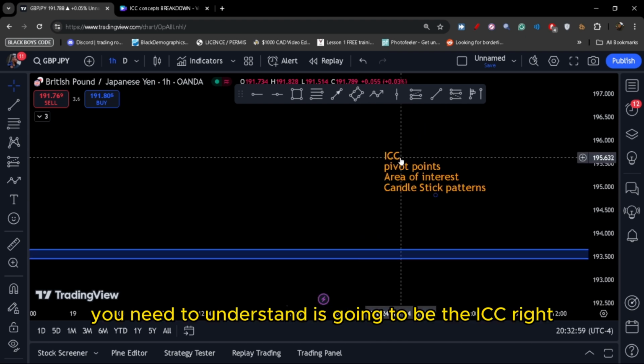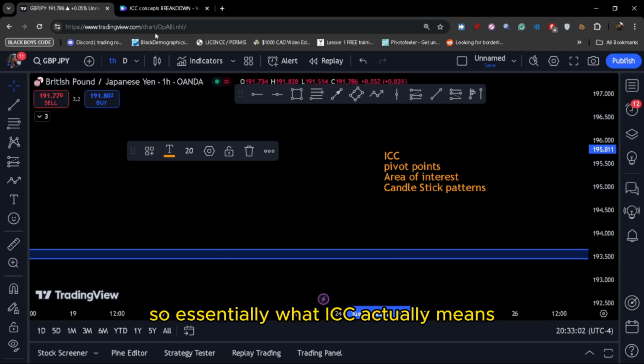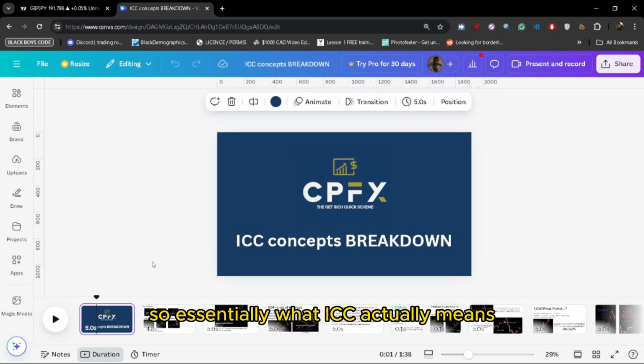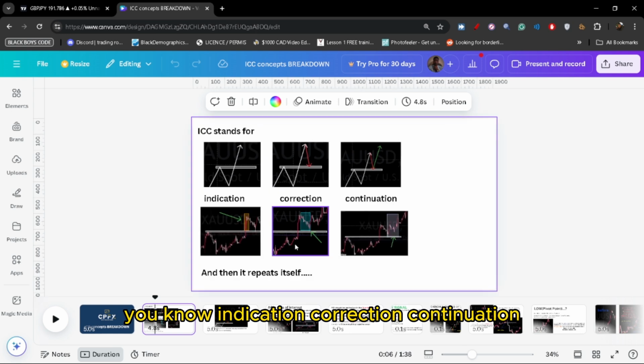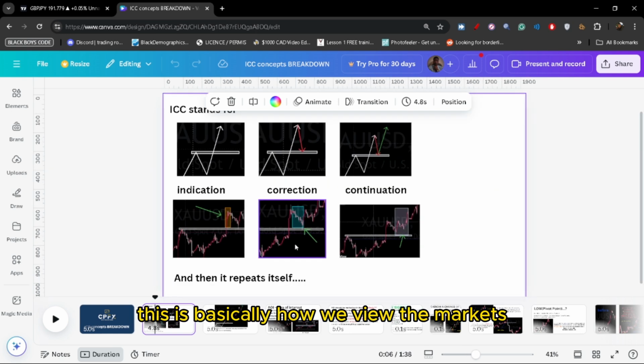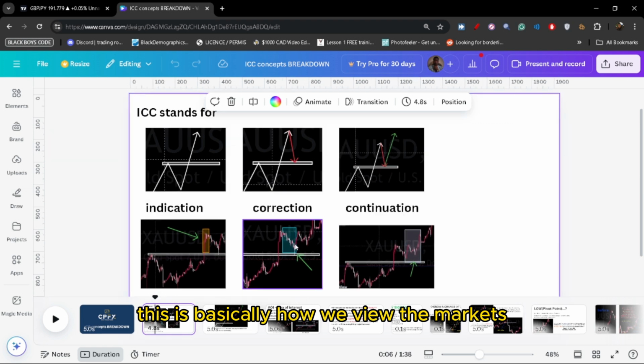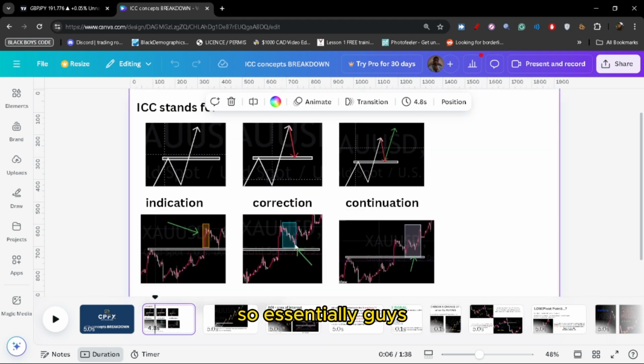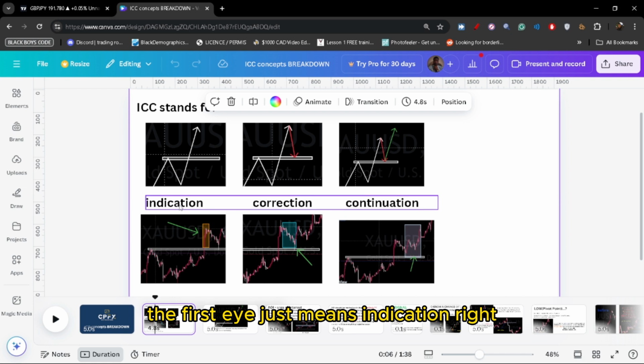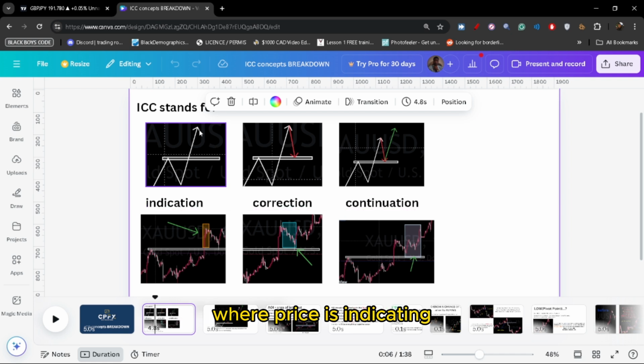So the first term you need to understand is the ICC, essentially what ICC actually means. It basically just means indication, correction, continuation. This is how we view the market in this concept. The first I just means indication, where price is indicating the direction it wants to go. In this case, it is looking to go up.